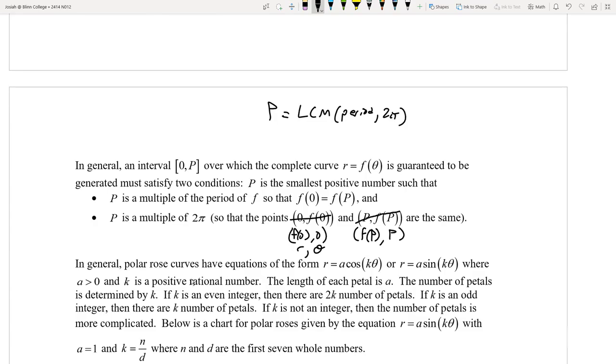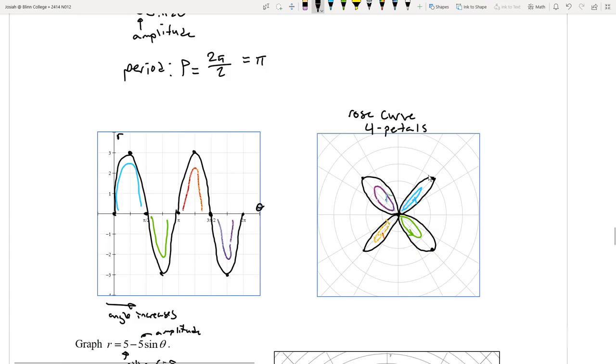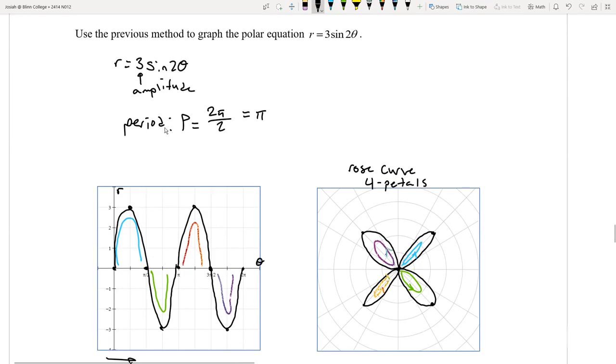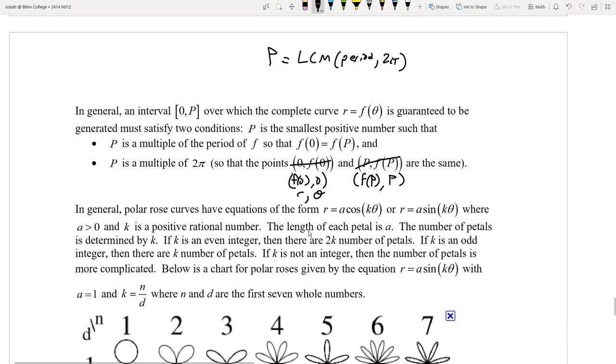In general, polar rose curves have equations of the form r equals a cosine of k theta or a sine of k theta, where a is greater than 0 and k is a positive rational number. The length of each petal is a. So looking back up here, the length of each of these petals in this case was 3, because we peaked at 3, so we go out 3. The number of petals is determined by k. If k is even, this is important, there are 2k petals. If k is odd, there are k petals. If k is not an integer, the number of petals is more complicated.